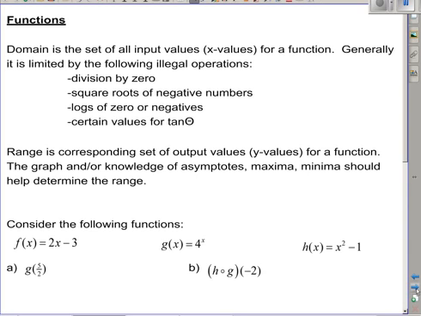Now, we're going to deal with trigonometric functions in a different review, so this is going to be all non-trig stuff. But you should know that wherever cos theta is 0, tan theta doesn't exist, because tan is just sine over cosine. So that means at x values or theta values of pi over 2, 3 pi over 2, etc. Range is just the corresponding set of output values, or typically y values, for a function. So to figure out what that is, having some knowledge of the graph or the asymptotes, maxima and minima should help you determine the range.